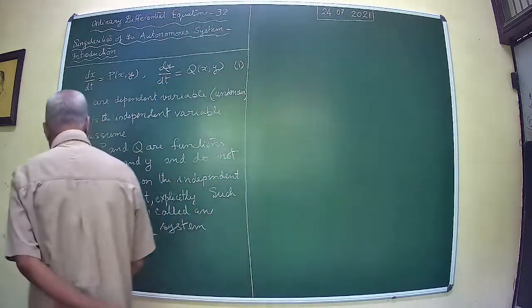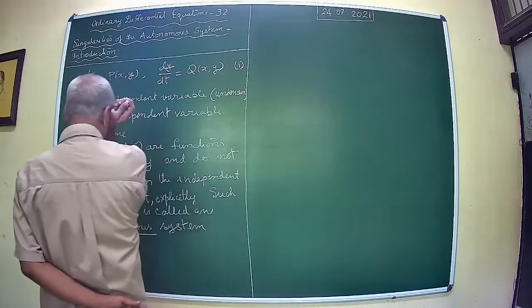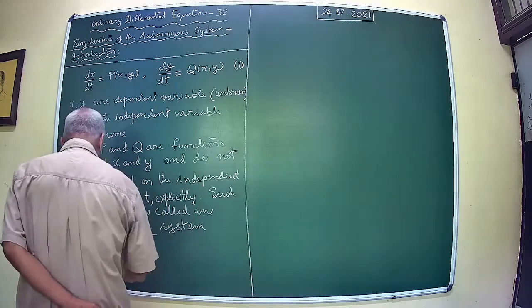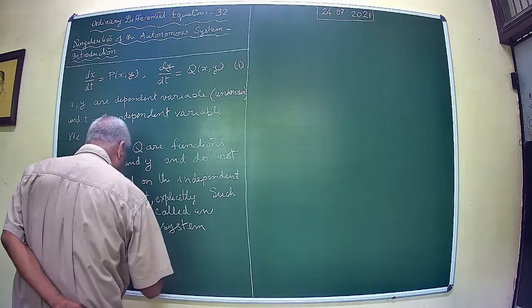Now, the second assumption that we make is the following. P and Q are continuous.